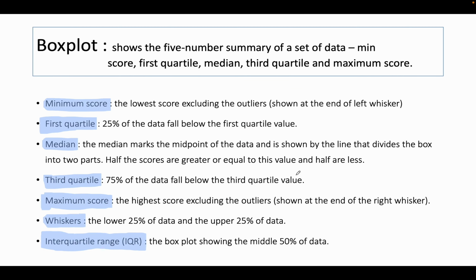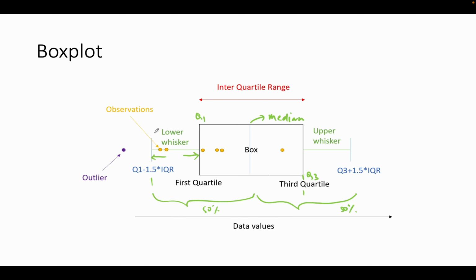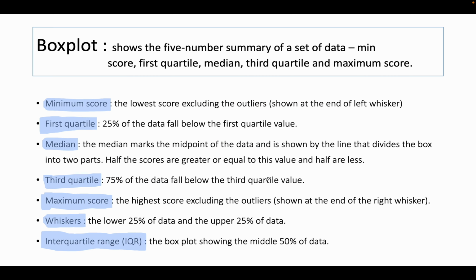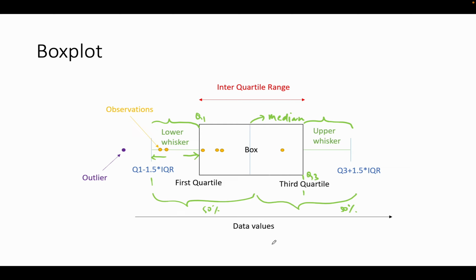And next we have whiskers. The lower 25% of data and the upper 25% of data are called whiskers. So this part is the lower whisker, and this part is the upper whisker. And finally we have the interquartile range. In short it's called IQR, and the box plot shows the middle 50% of the data. You can also say IQR is equal to Q3 minus Q1. So this region is the interquartile range.